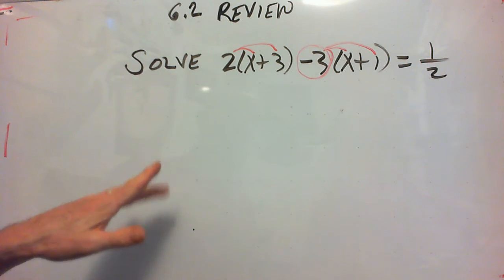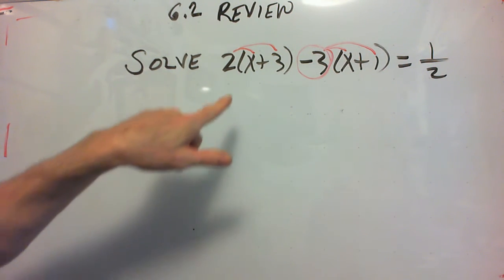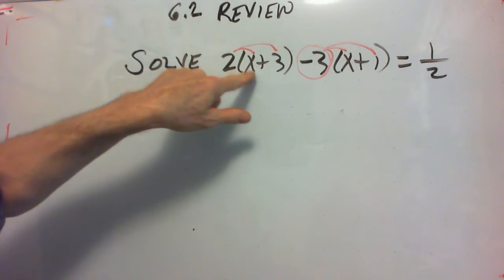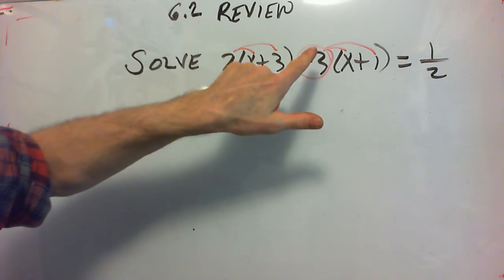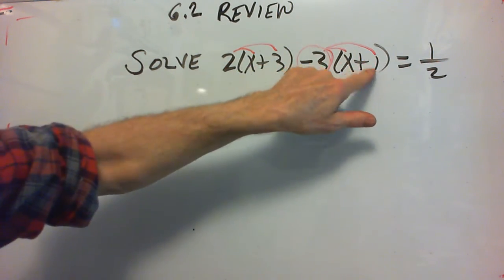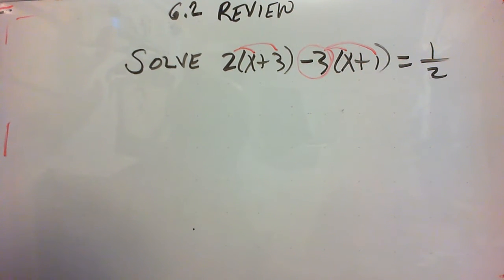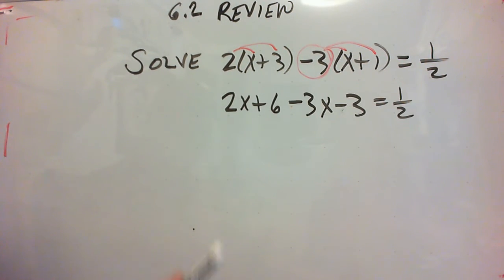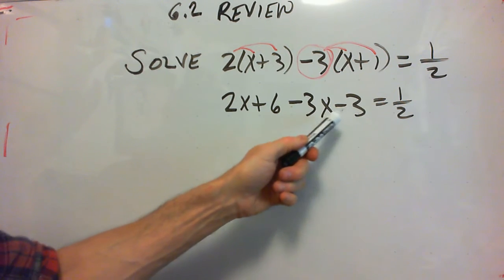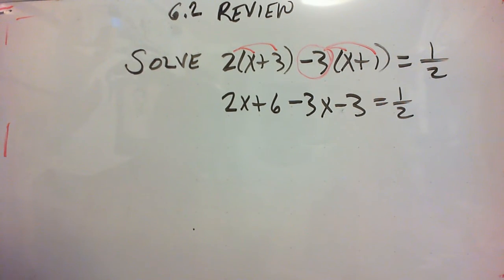And if you forgot how to start this, I'll start you out. You start by distributing 2 times x, 2 times 3, then negative 3 times x, negative 3 times 1. So that's how you start. And that gives you 2x plus 6 minus 3x minus 3 equals a half. Then you combine your like terms and solve from there. So if you haven't done that already, solve it from here, pause the video, and then check back.